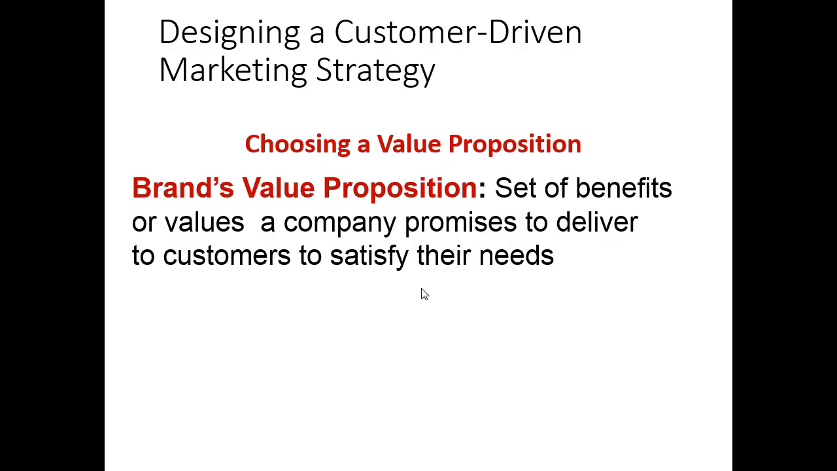Now, in the next section of this chapter, we're going to talk a little bit about and explore some of the marketing management orientations and some other concepts.